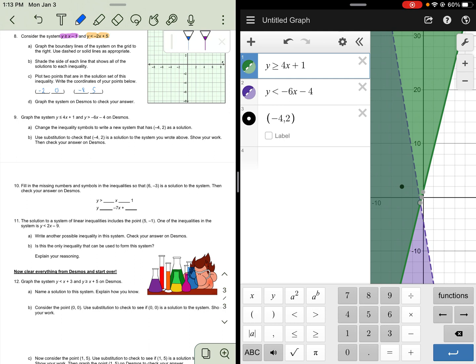All right, and then use substitution means plug the point (-4, 2) back into both of these. So plug in -4 for x and 2 for y into this one, and show that you get a true inequality. But you can see graphically on Desmos that it does work.